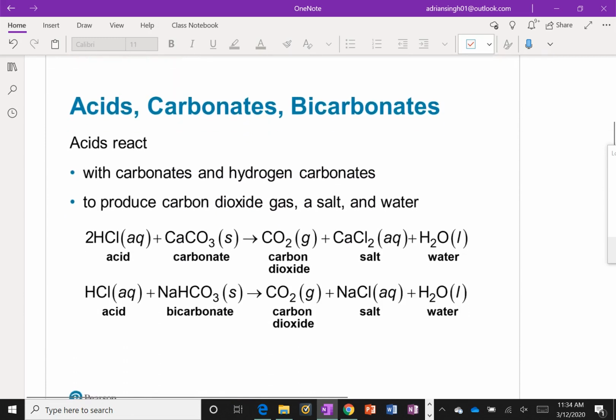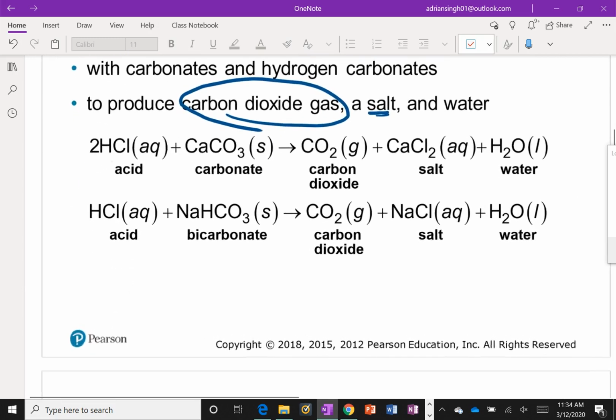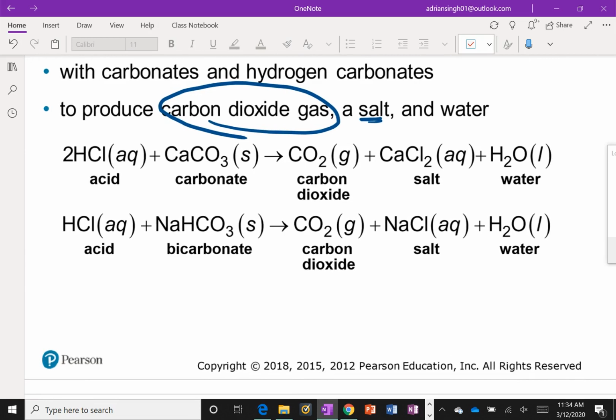Acids can also react with carbonates, as well as hydrogen carbonates, and in addition to producing a salt and water, we also get carbon dioxide gas. This is also something that you did in lab a couple of weeks ago. The second reaction here would be something similar to what we did in the laboratory. We have our hydrochloric acid, and then we add some sodium bicarbonate to it. By the way, sodium bicarbonate is just the chemical name for baking soda.